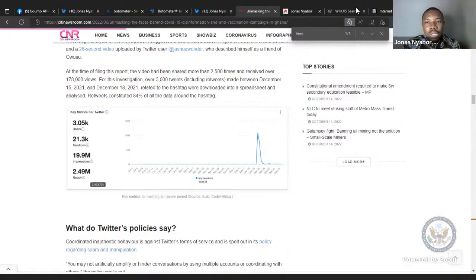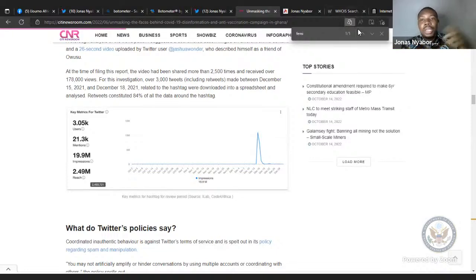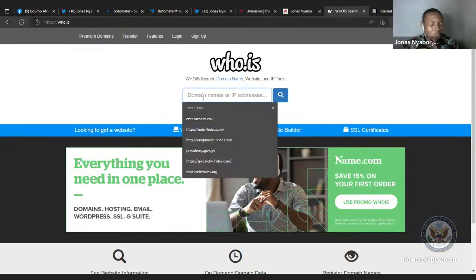Let me introduce you to this one when you want to do website analysis. These are all basic tools, and this one is free, that you can use if you want to, depending on what you're looking for. This is called the Whois tool. The address is who.is. Essentially it helps in so many ways, depending on what you are looking for.